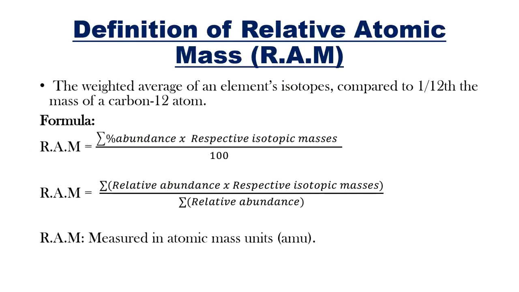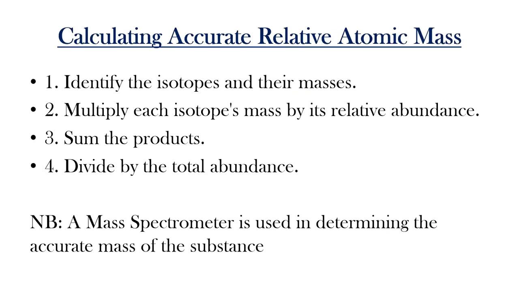We were looking at the summation of relative abundance times the respective isotopic mass, and we said that we have two methods. We shall be using the two methods to do the different calculations. Those are just steps which you can follow, and we're going to do an example, using the same steps to get our accurate relative atomic mass.